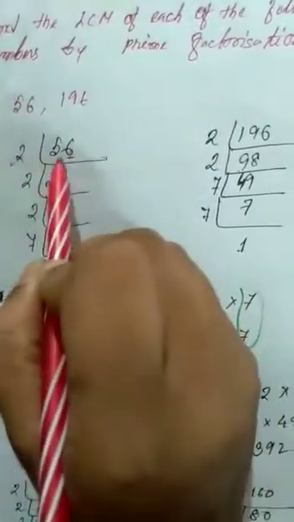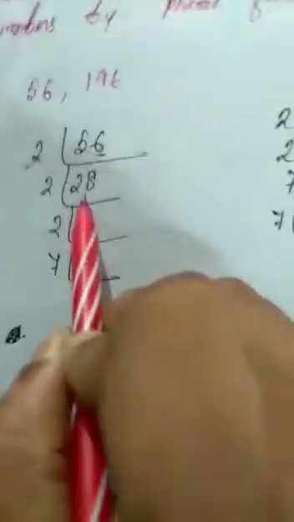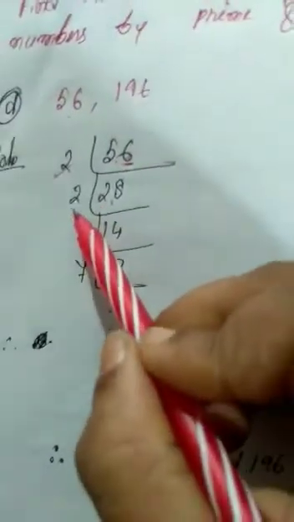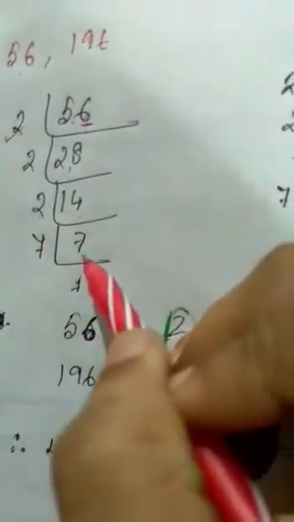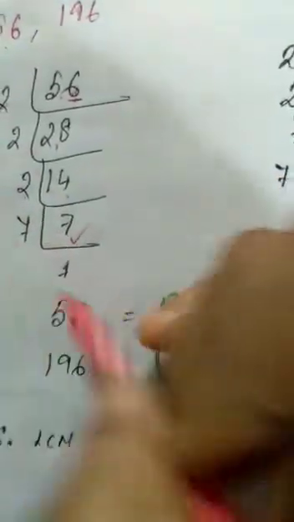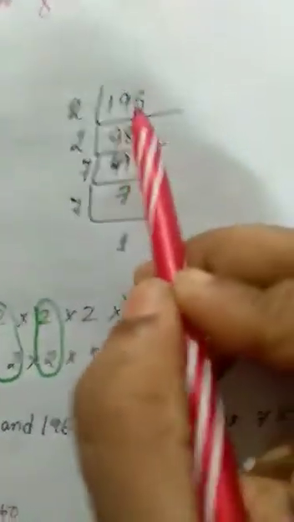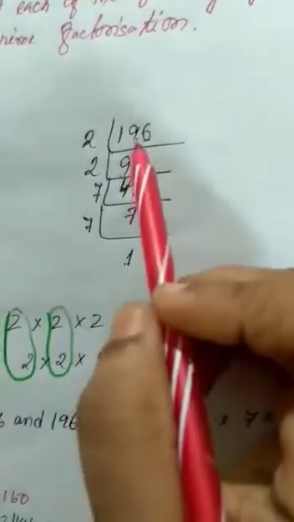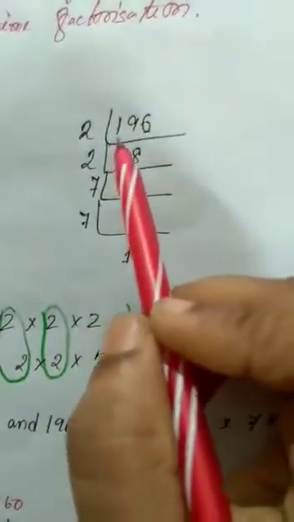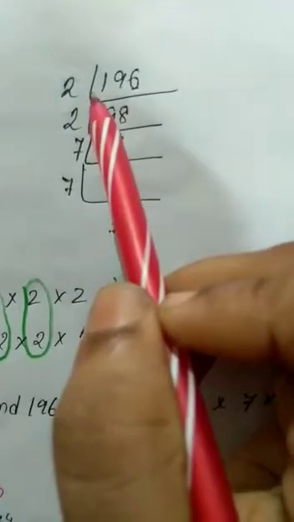If 56 is divided by 2, we will get 28 as a quotient, so we'll write it here. Now 28 divided by 2 we will get 14. Now 14 divided by 2 we will get 7. So 7 divided by 7 we will get 1 as a quotient. Okay. Now 196, this also we have to find out. This also ends in 6, so it will be divisible by 2. Fine. So what we have to do, we have to divide it by 2 at first.